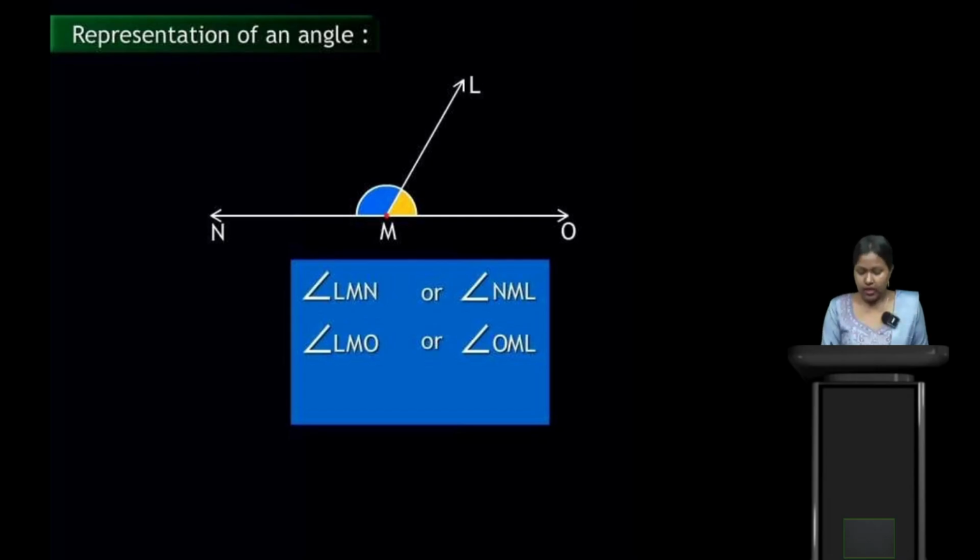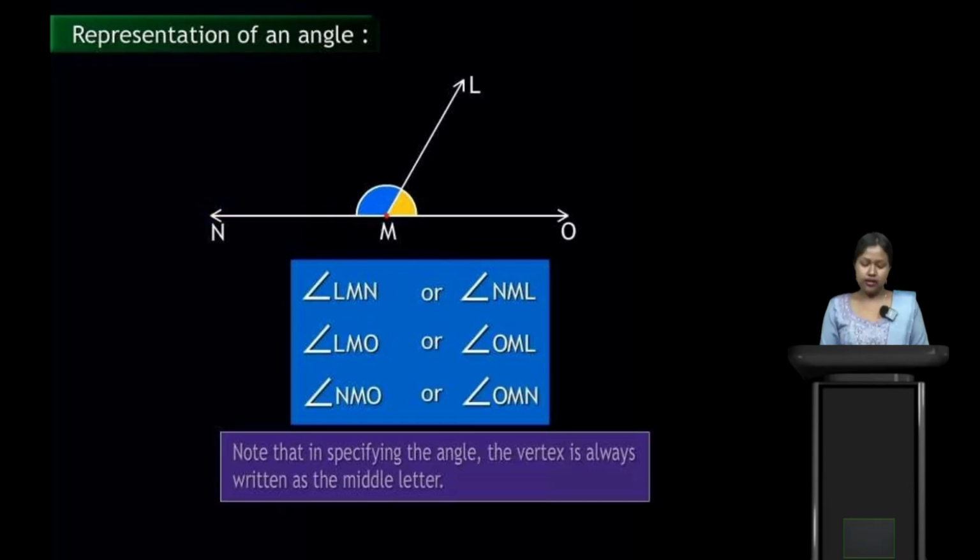and MO. Now another one is this straight angle. What is this straight angle? We can represent it as NMO, or we can say this is OMN. Here you have to note that in specifying an angle, the vertex is always written as the middle letter.